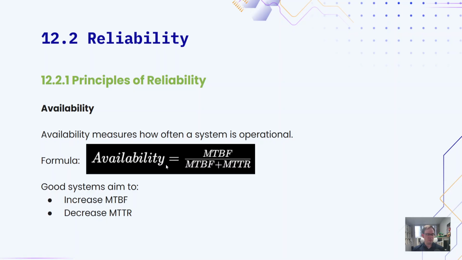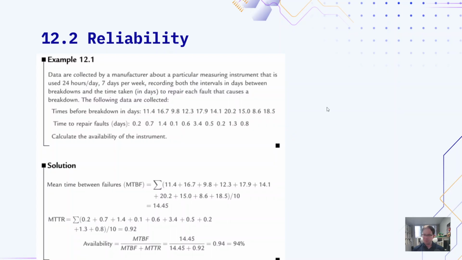Yeah, and that's how often it's available. It's not available when it's broken. So this is how often it's going to be available, basically. Good systems try to increase mean time between failures. Yeah, longer periods without breakage is very good. And decrease mean time to repair. Faster the mechanic gets there, the better.